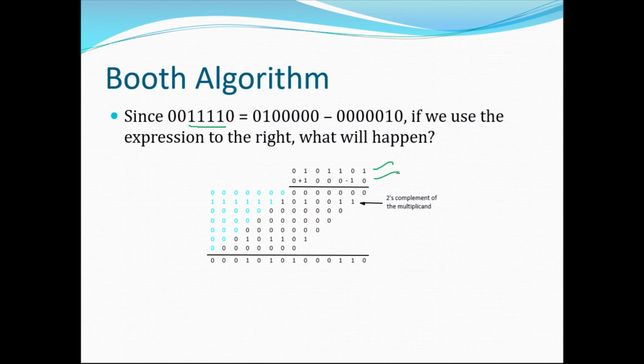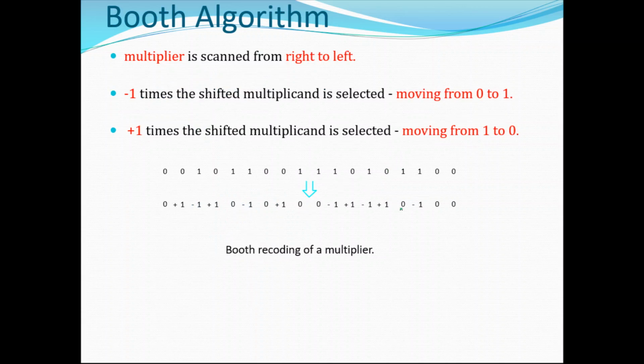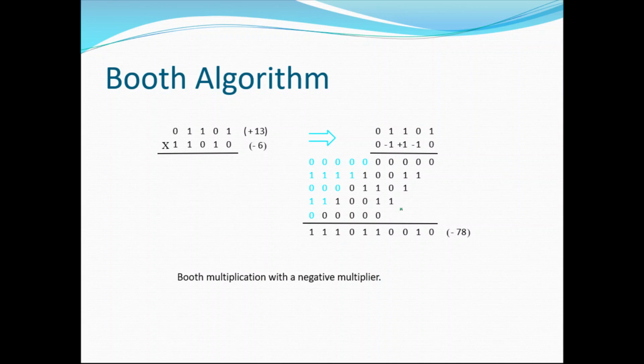These two are both positive numbers, right? But if there is a negative number, how will it be done? That also we will see. So see this case here, one number is actually a negative number. So you want to multiply 13 with minus 6.